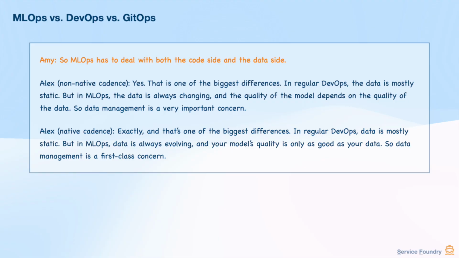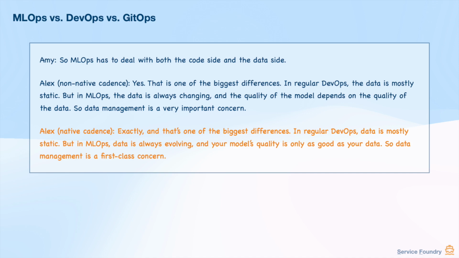So MLOps has to deal with both the code side and the data side. Yes, that is one of the biggest differences. In regular DevOps, the data is mostly static, but in MLOps, the data is always changing, and the quality of the model depends on the quality of the data. So data management is a very important concern.